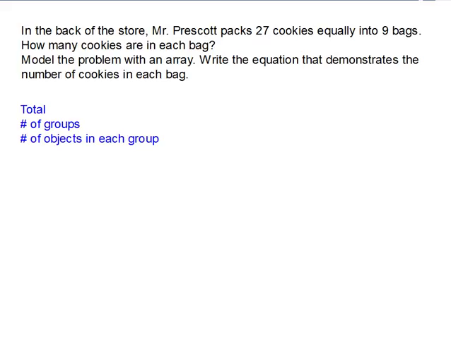All right, 27 cookies is our total. 9 bags, that tells the number of groups again. How many cookies are in each bag? We're trying to find the number of objects in each bag. So, if we solve this with an array, again, we know how many groups, we know how many total we need. Pause the video and go ahead and do it.